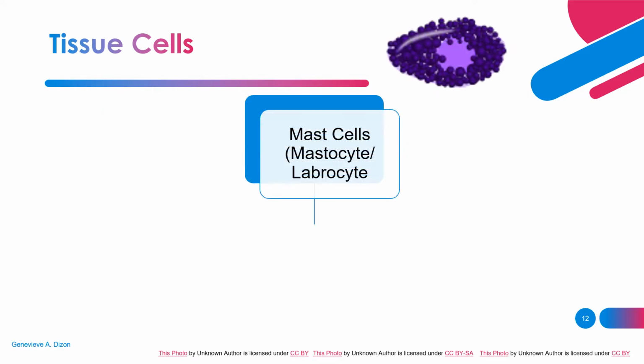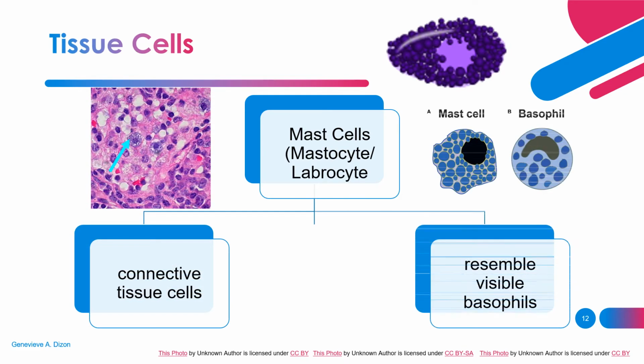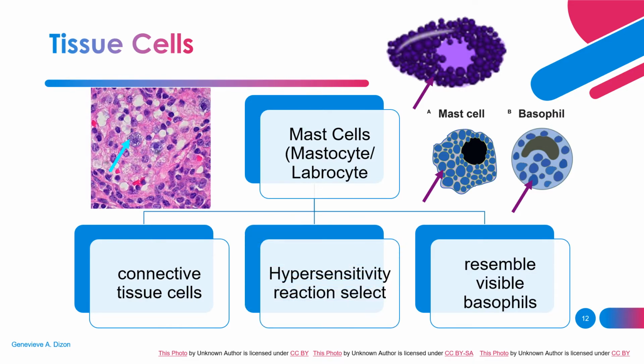Mast cells, also known as mastocyte or labrocyte, are connective tissue cells that are very similar to basophils. One difference, though, is that the mast cell granules are larger and are more abundant. Both granules from the mast cells and basophils produce histamine and heparin during allergic or hypersensitivity reaction.